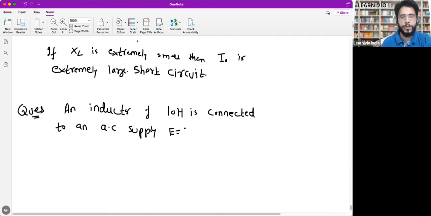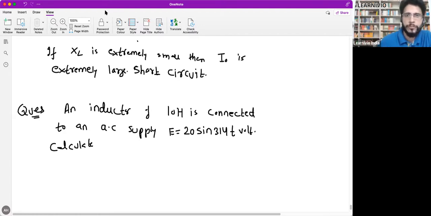So the AC supply is 20 sine 314t volt. You're supposed to calculate, what is the peak value of EMF here, Shahzada? In this equation, can you decide which one is the peak value of EMF? So 20, good. And what is the angular frequency? 314, okay?